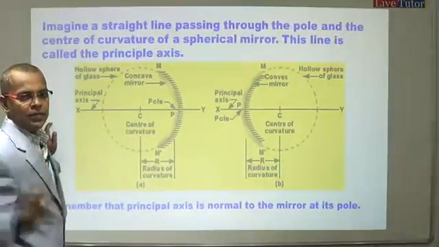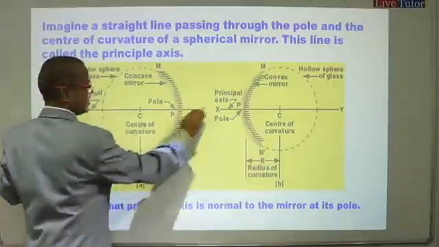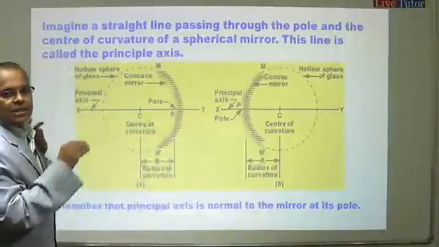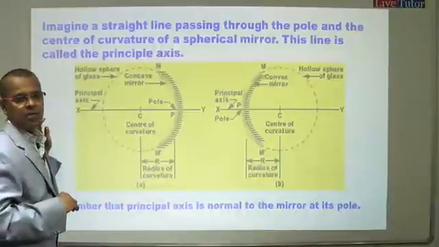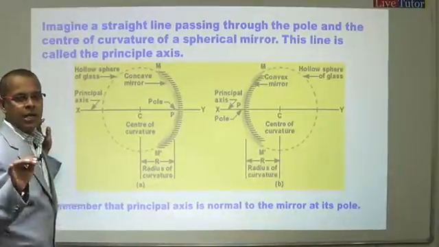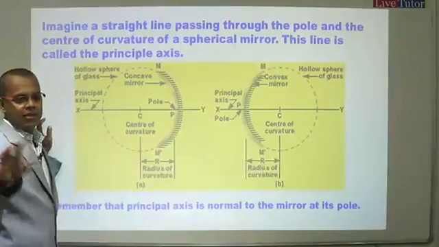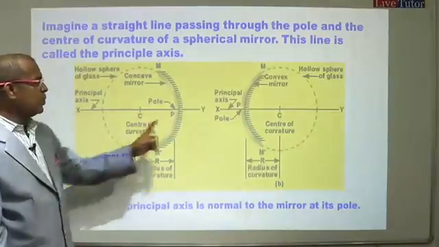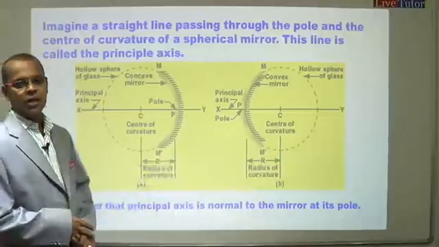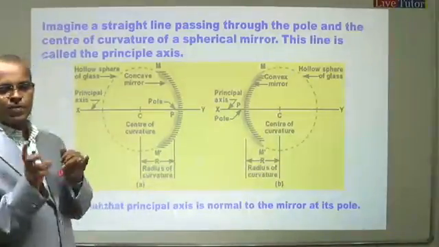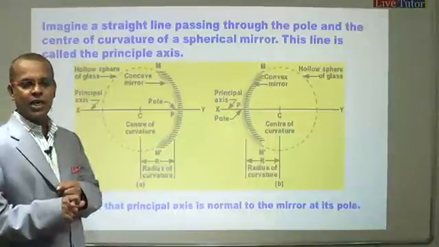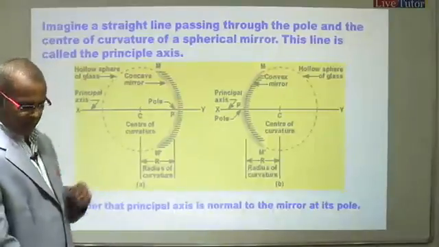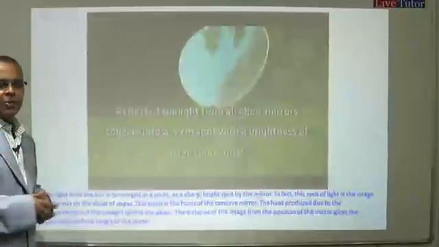Now imagine a straight line passing through the pole and the center of curvature. This line, passing through the center of curvature and the pole, is called the principal axis. Principal axis, you have to remember. It is an imaginary line. It is usually not there, but if we imagine a line passing through the center of curvature and the pole of the spherical mirror, it is called the principal axis. So we have seen first the pole, second the center of curvature, third the radius of curvature, and now the principal axis. These are the important points you have to learn.